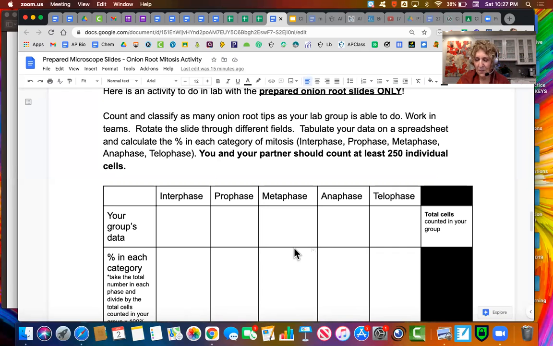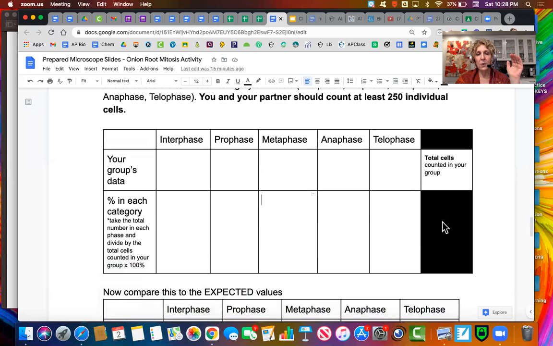Metaphase, anaphase, metaphase, interphase, and you just kind of say what you see. You're moving the field around and the other person is recording. So you're going to record your data here: how many you see in each of these phases, and then the total cells that were counted by your group. So remember, this should be at least 250. It might be a little bit more. That would be better if you could do that.